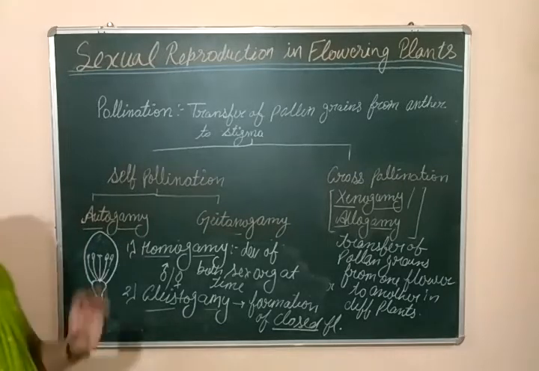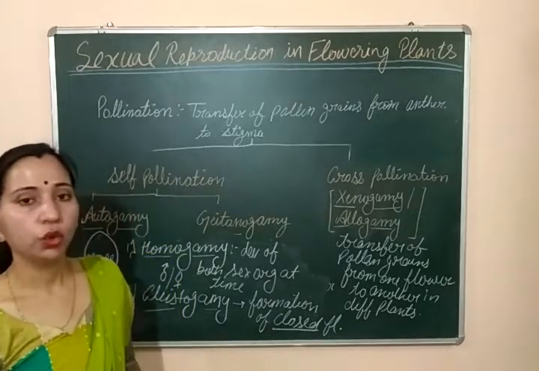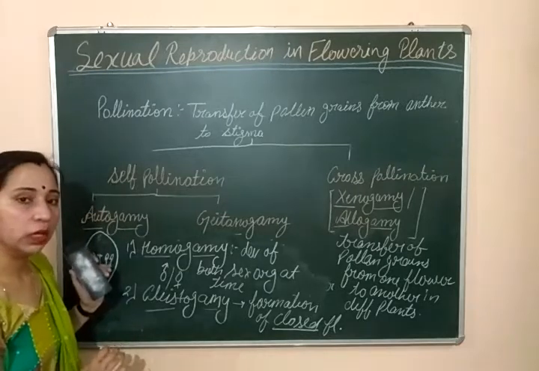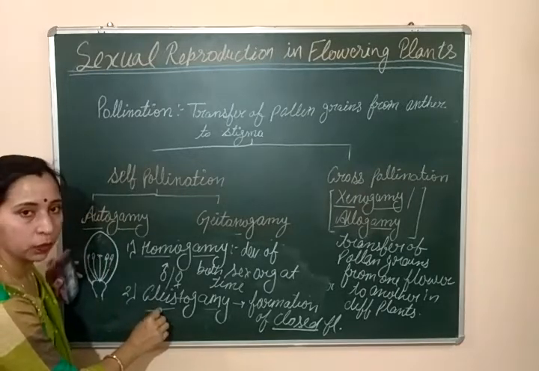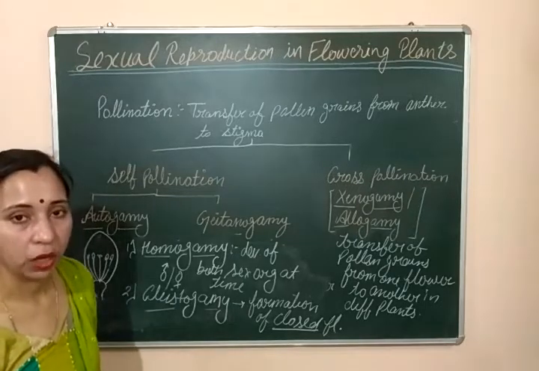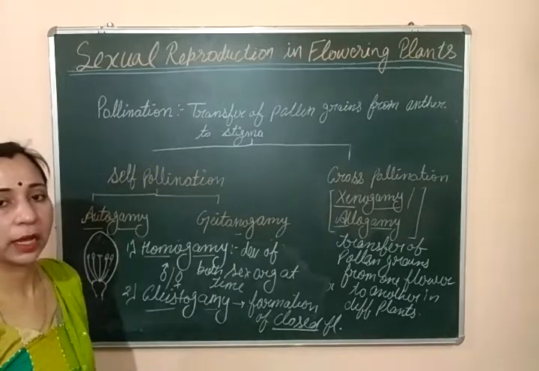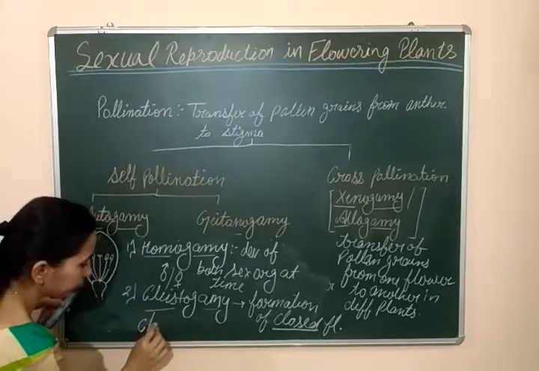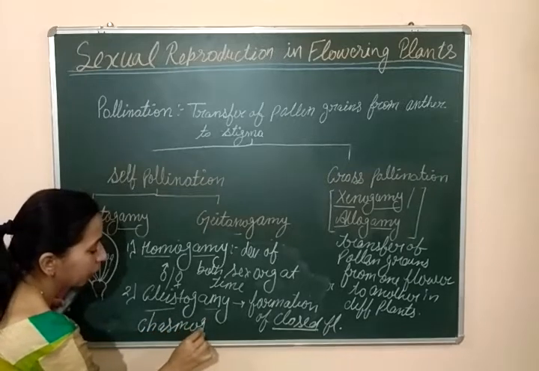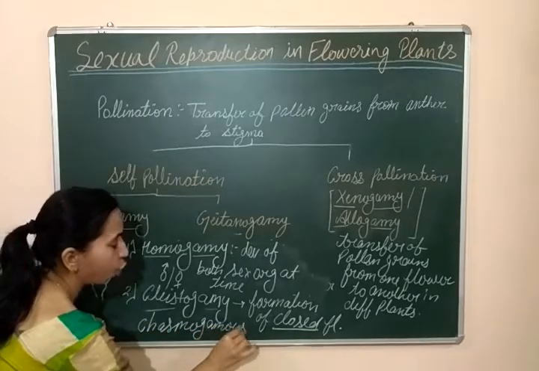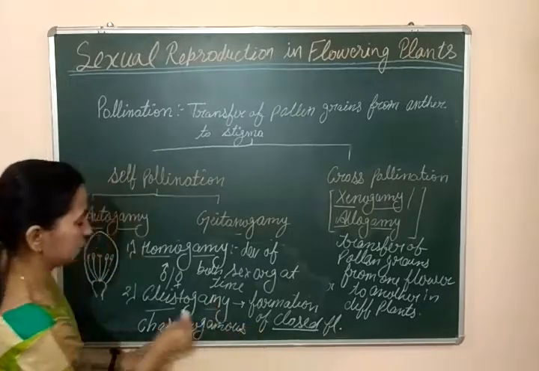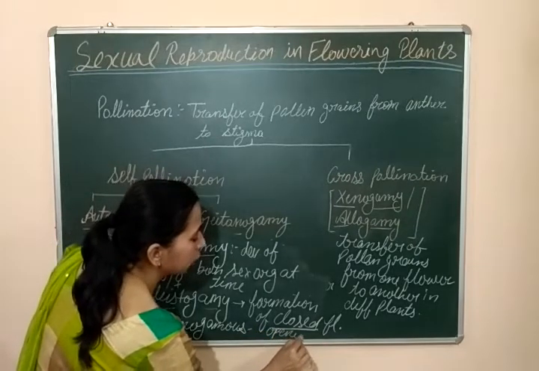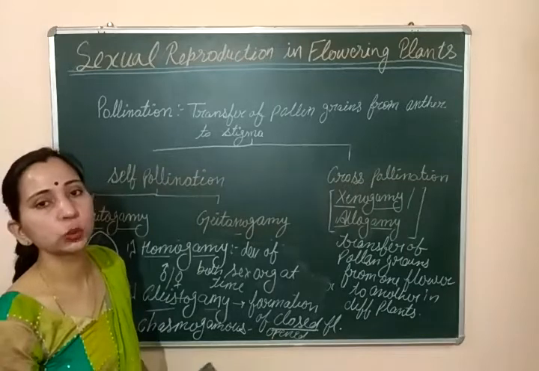Some plants form two types of flowers. One is the normal type of flower, known as chasmogamous flowers, as well as cleistogamous flowers. Chasmogamous flowers are open type, and cleistogamous are closed type, in which chasmogamous flowers have the anthers and stigma both exposed.